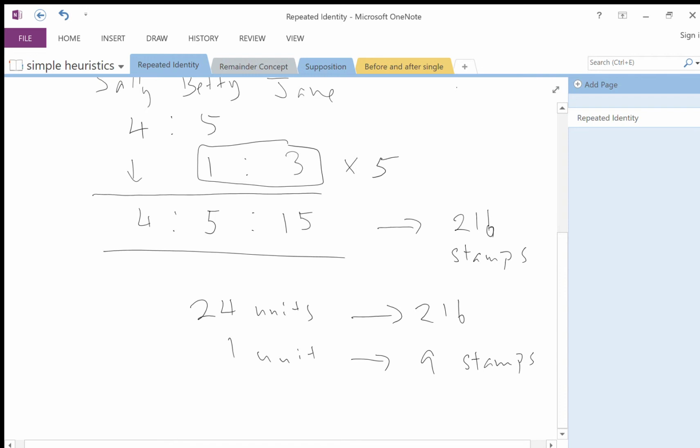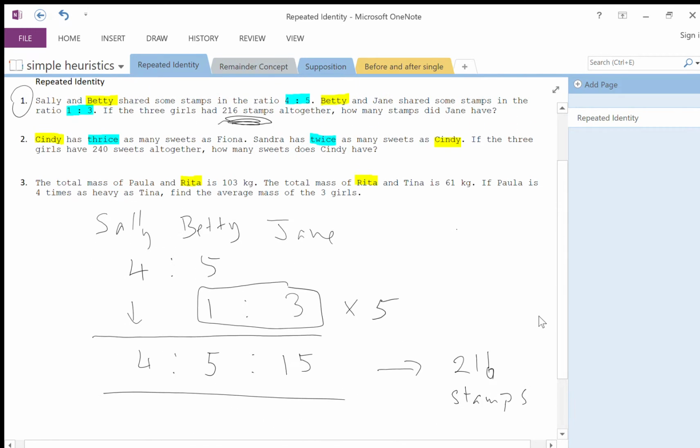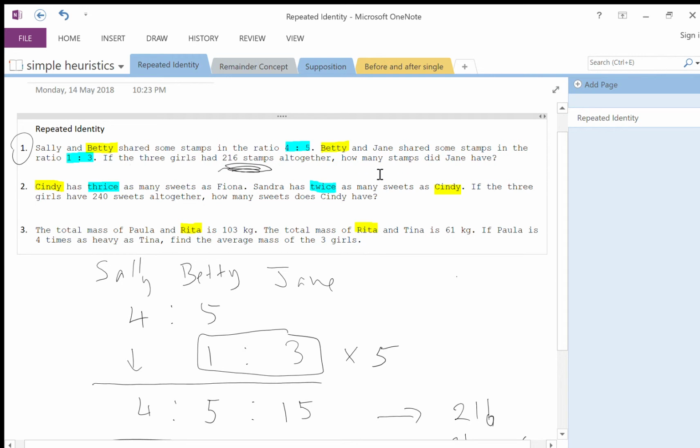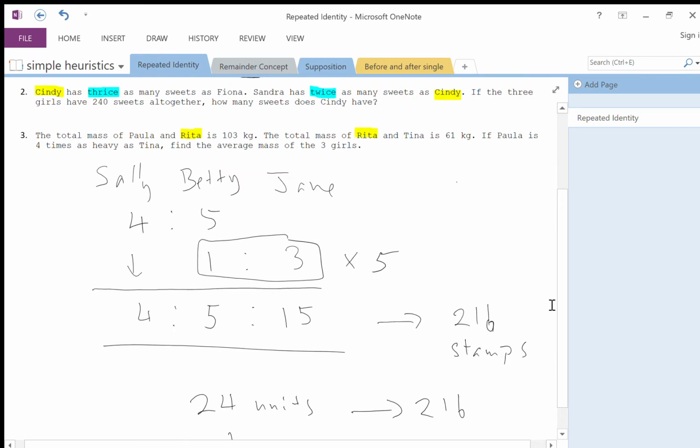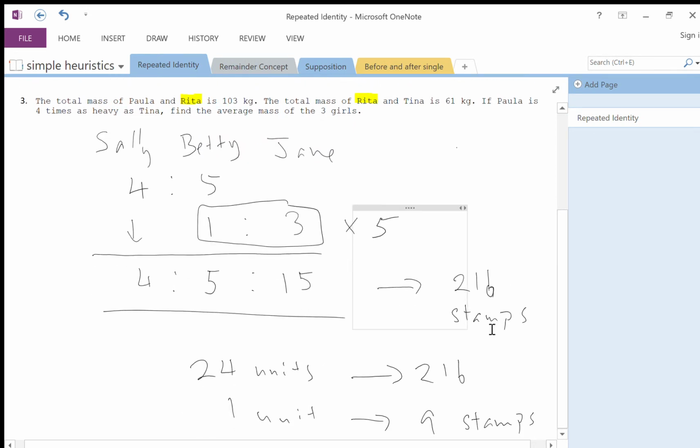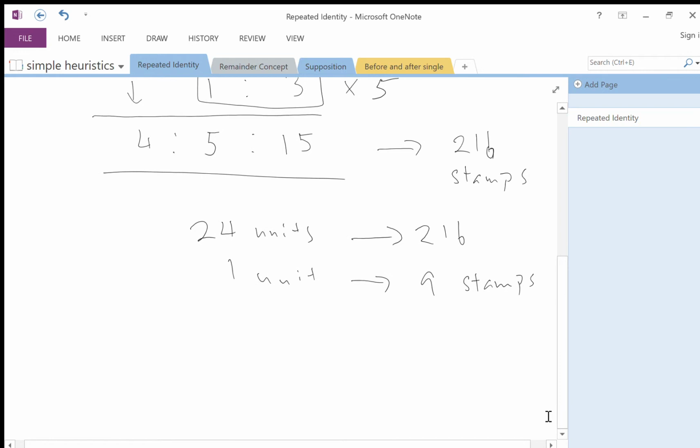Now if 1 unit is 9 stamps, let's take a look at the question again. If the 3 girls had 216 stamps, how many stamps did Jane have? Jane had a total of 15 units, so what we have to do is find 15 units, which equals 9 times 15.